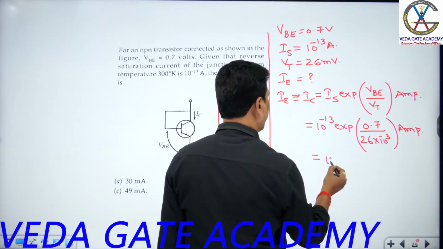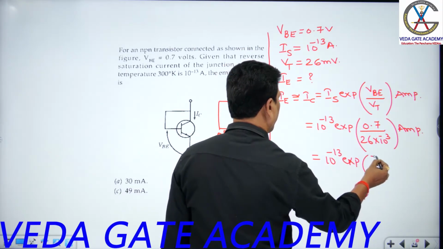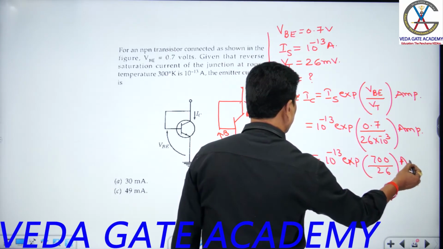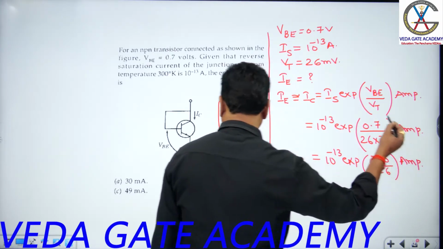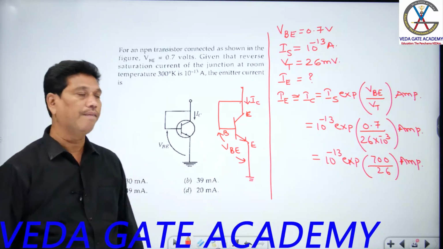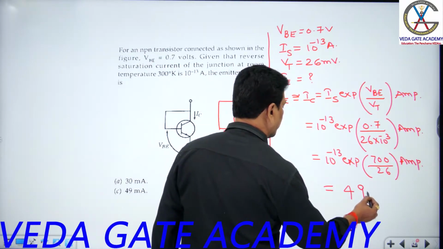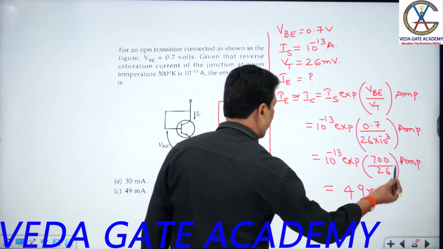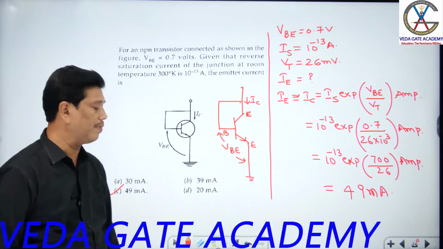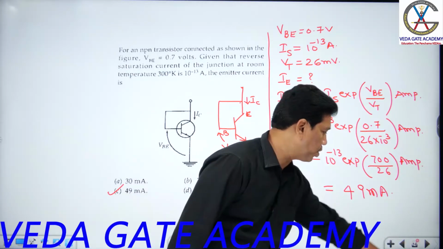So that is 10 power minus 13 into exponential of 700 by 26 ampere, students. If I minimize that, I may get this value around 49 milliampere. So the option for this one is C, students. Option is C for that. Check out the next question now.